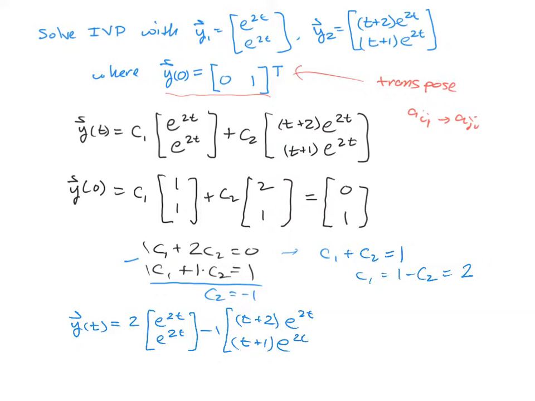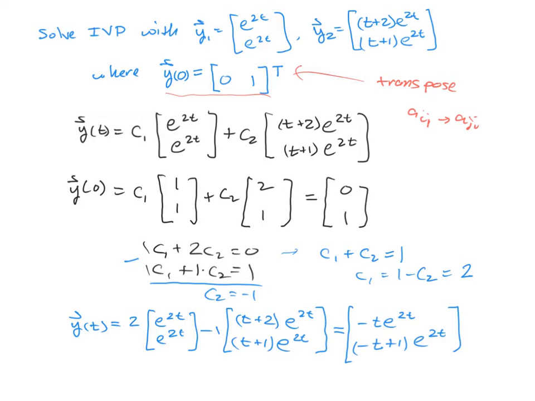And now that we actually have numbers here instead of unknown constants, we can actually subtract these. 2e to the 2t minus 2 e to the 2t is just minus t e to the 2t. And then here we've got 2e to the 2t minus t minus 1. That's going to be negative t. And then that 2 minus 1 is going to be plus 1 e to the 2t. And that right there is the solution of that initial value problem.